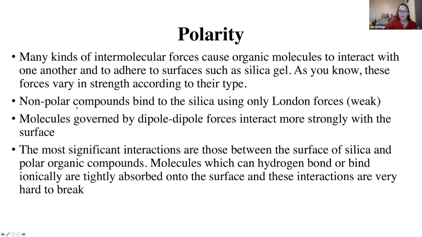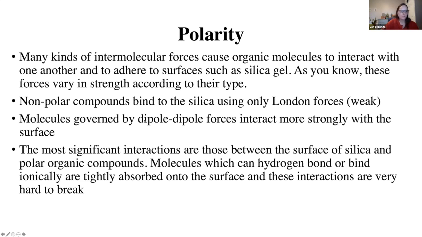So non-polar compounds are binding to our silica gel only with London forces. That means the London forces are incredibly weak. They're the weakest of all the forces. So if the London forces are so weak, we would expect them not to hold on too tightly to the silica. Anything with London forces is going to travel pretty quickly because it's easy to break those intermolecular forces, because they're so weak.